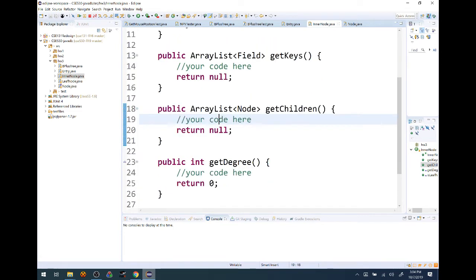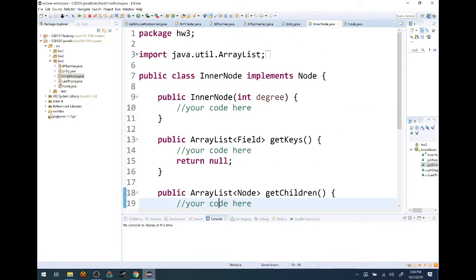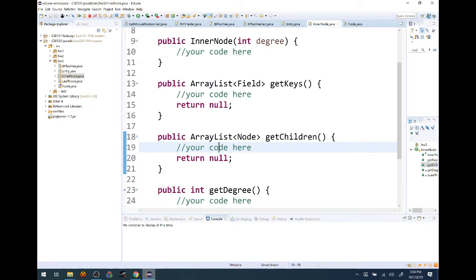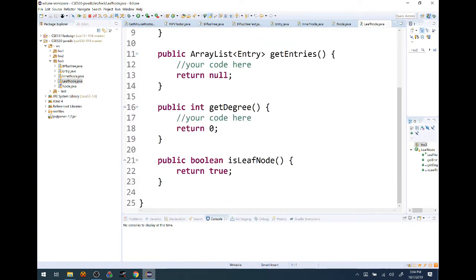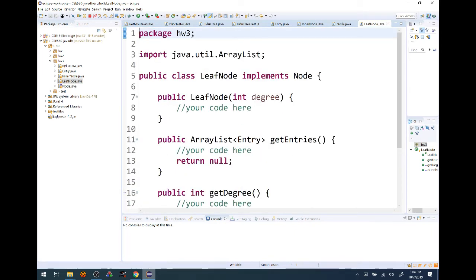These are getters, so these classes are not going to be terribly difficult when it comes to writing code for your inner node and for your leaf node. Sorry about that, guys. I totally spaced it. My bad. So you do have to implement these simple methods. These should not be very complex, should not be very complicated.